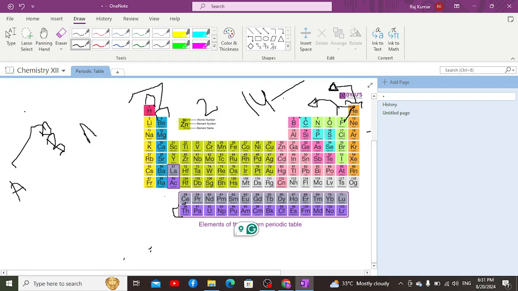On the other hand, these are the transition metals, and group 1B in transition metals is known as the coinage metals. The reason behind it is that they have been utilized since early times for creating coins out of them.